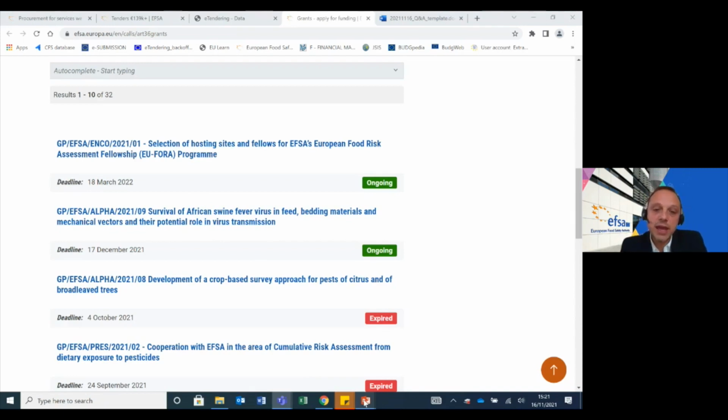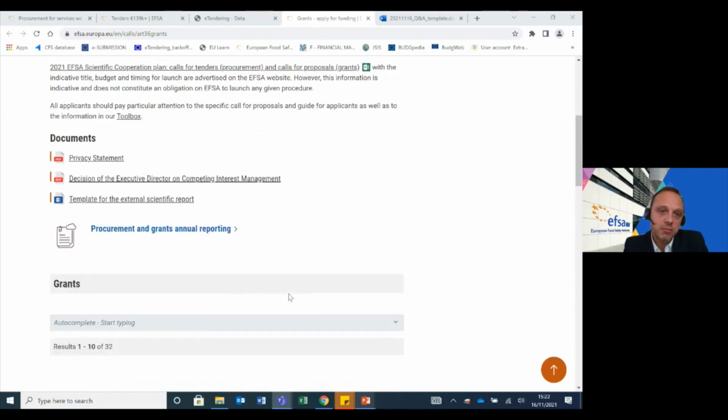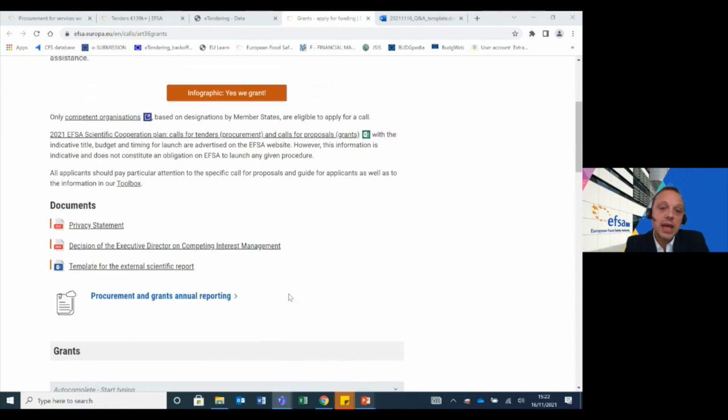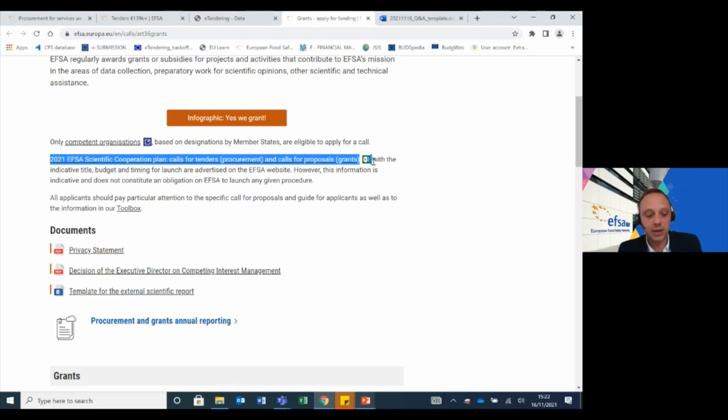And on this page, I just take the opportunity to show you further up the document that I just mentioned. It's here, and it's an Excel file called the Scientific Cooperation Plan. So if you click on that and download it, you can see what EFSA is planning to publish in the upcoming months. And this is a document that is updated regularly on our website.